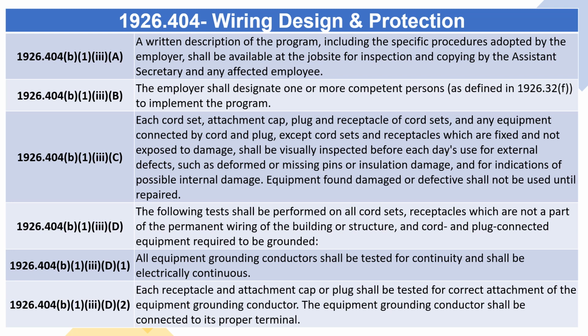1926.404(b)(1)(iii)(C) Each cord set, attachment cap, plug and receptacle of cord sets, and any equipment connected by cord and plug, except cord sets and receptacles which are fixed and not exposed to damage, shall be visually inspected before each day's use for external defects, such as deformed or missing pins or insulation damage, and for indications of possible internal damage. Equipment found damaged or defective shall not be used until repaired.